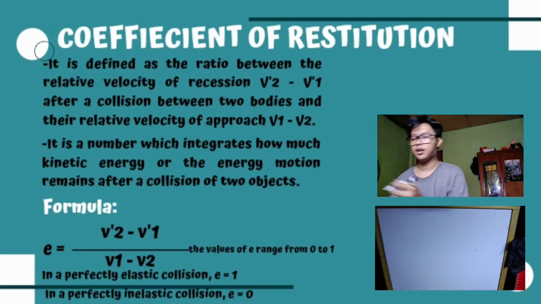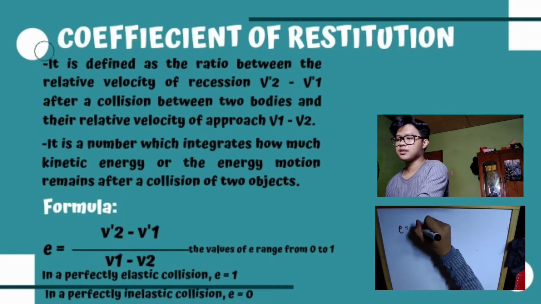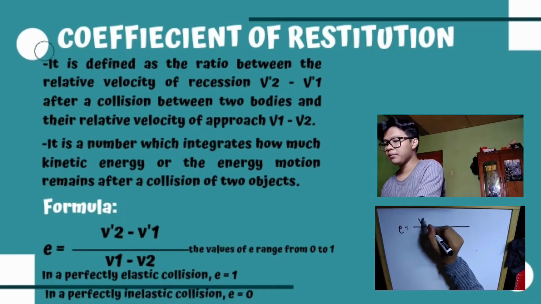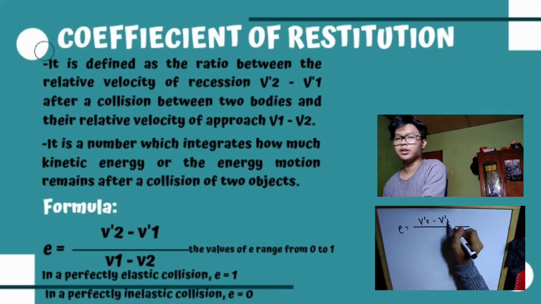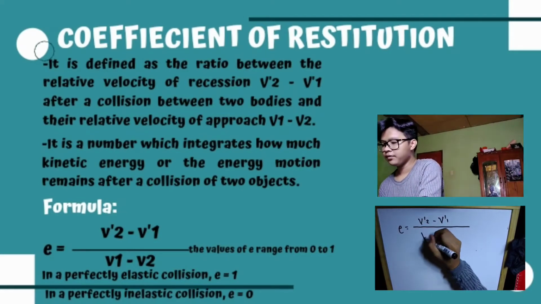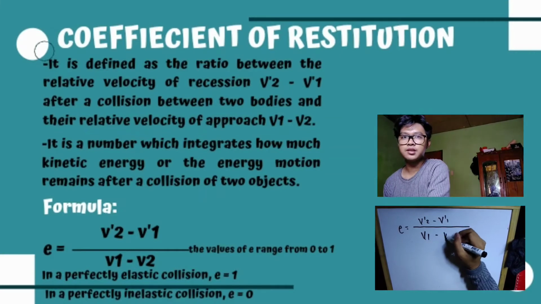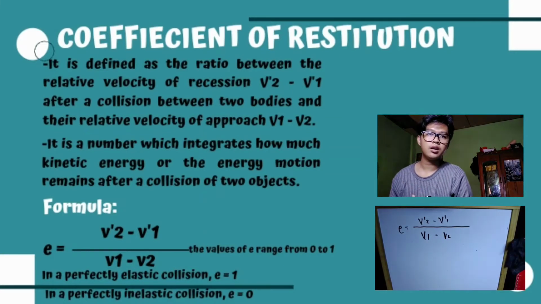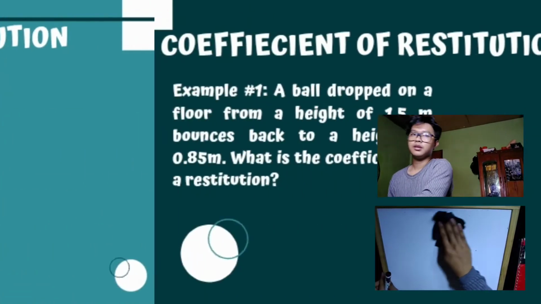So we have here E equals v'2 minus v'1 over v1 minus v2. The value of E ranges from 0 to 1. In a perfectly elastic collision, E is equal to 1. And in a perfectly inelastic collision, E is equal to 0. So let's move to example number 1.